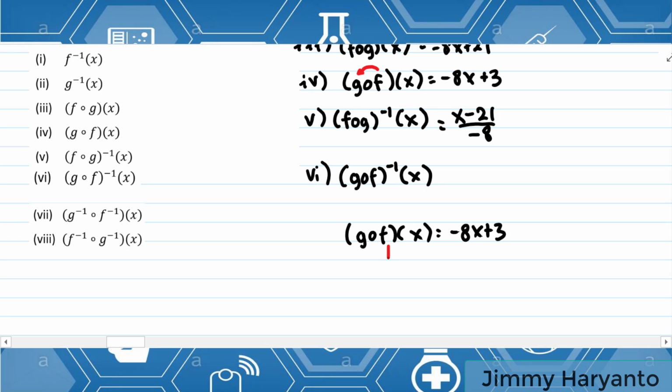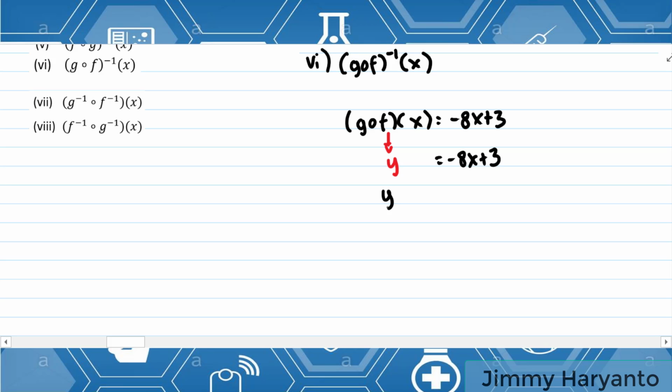Use the steps. This one will be y equals to negative 8x plus 3. Move them to the left side. Y minus 3 over negative 8 equals to x. Change it again. GOF inverse x equals to x minus 3 over negative 8.